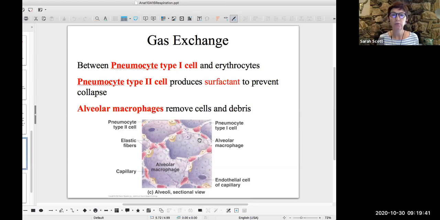Okay. So surfactant is one of the important things that we see in the success of early premature infants. Because when you are born premature, they don't produce surfactant. And that means that when they exhale, parts of the lung collapse.